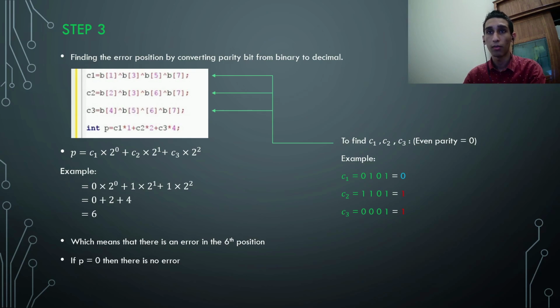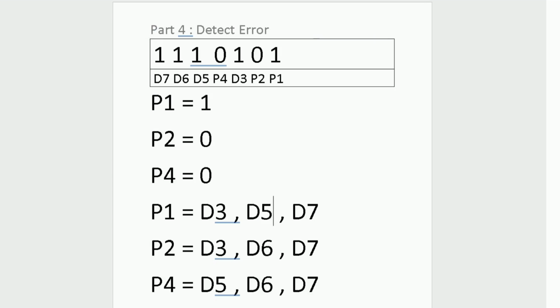By using the values from our previous example for C1, C2 and C3, we will get 0 plus 2 plus 4, which equals 6, meaning that there is an error in the 6th bit position. Also, if our P is ever equal to 0, then that means there is no error. That will be all from me. I will now pass it on to the next presenter, who will show us how this will be displayed in the console. Thank you.